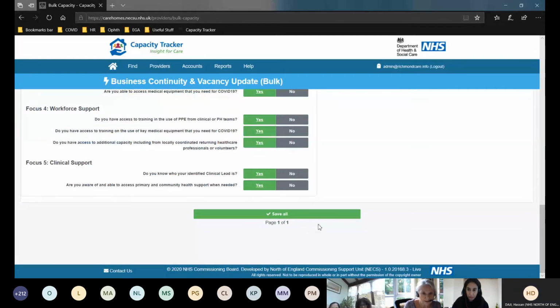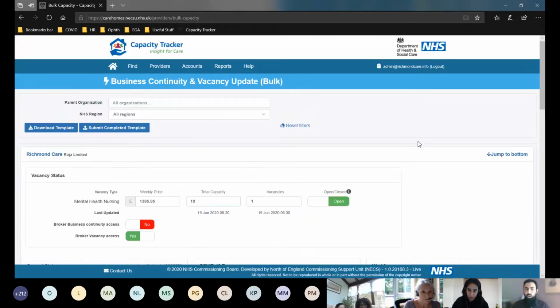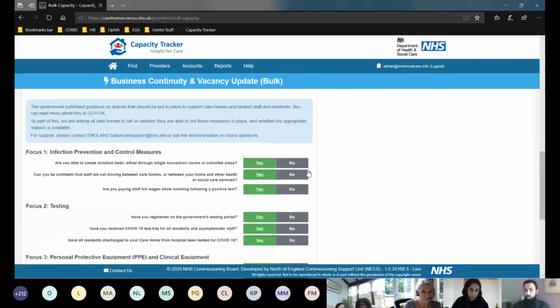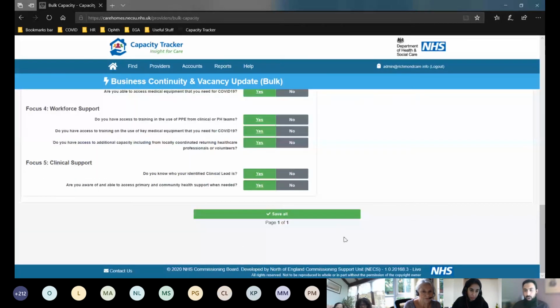Can I ask a question, please? Yeah, just 1 second. This is a save all button at the bottom. We are looking at putting one at the top because some people have missed it. We don't expect you to complete this every day, so I think that's why people have been missing the save button. It's right at the bottom.